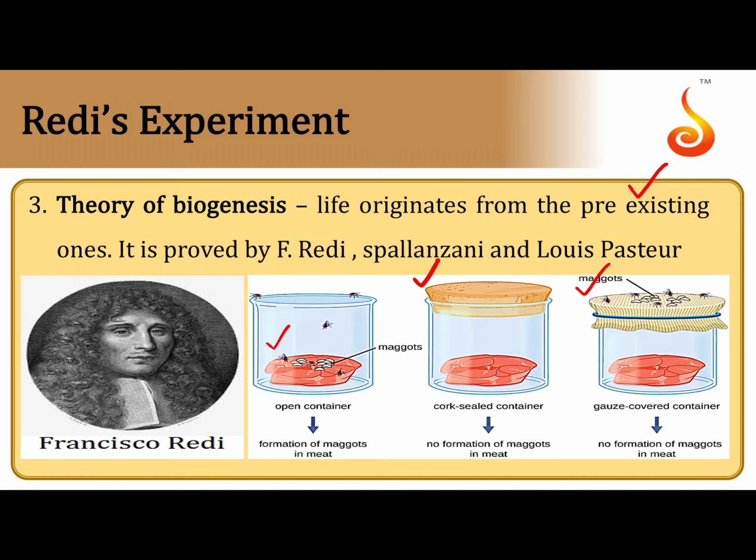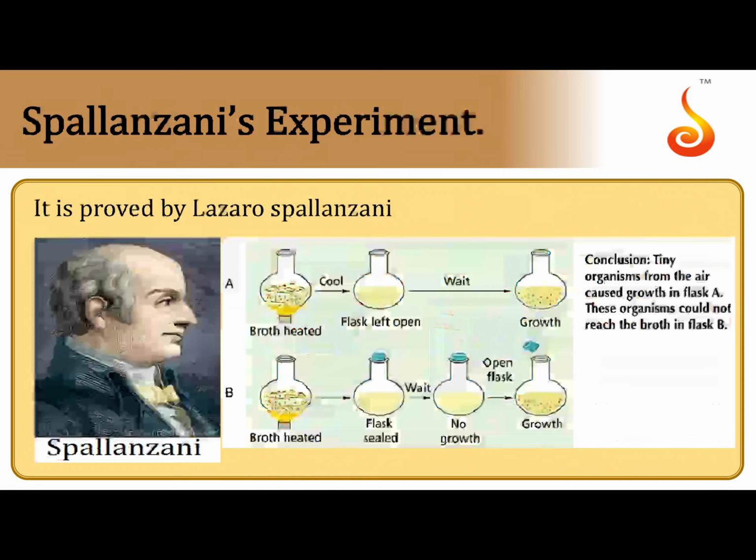Similarly, when a cheesecloth was tied to the mouth of the jar, he saw that the flies could not access the meat. So this clearly indicated that the life appearing on the chunk of meat is from an external source, that is, from the flies.